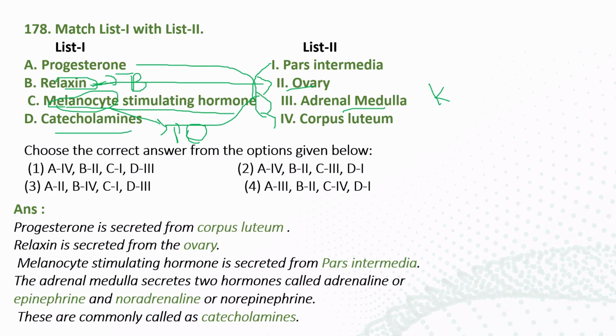So here, if you match it, A is nothing but 4, so the options having A4 or 2. B is nothing but 2, and these two also have B2. For melanocyte stimulating hormone, C is nothing but 1, and the first option shows C1 here. Catecholamines, D, is nothing but 3. So the first option, A4, B2, C1 and D3, is the correct option. Okay, we'll move on to the next one.